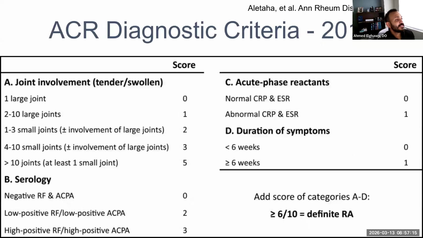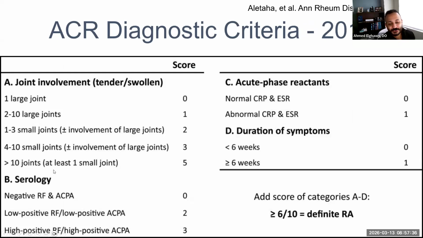Looking at the ACR criteria, this is the diagnostic criteria of how to make the diagnosis of rheumatoid arthritis. We split it into the clinical domain, the serologic domain, as well as acute phase reactants and duration of disease. And as you can see, there's a clear favoring of the number of joints and especially the small joints.